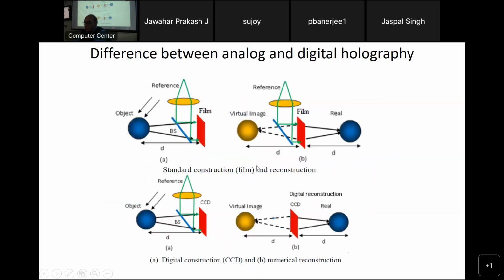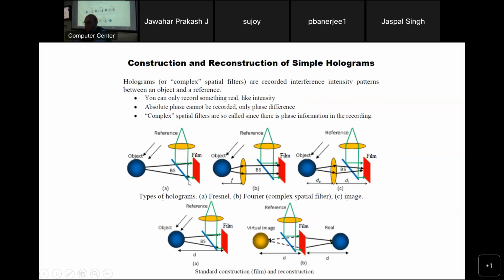Okay, so here, these are the kinds of holograms that can be recorded. We'll be mainly talking about the Fresnel hologram, mainly.